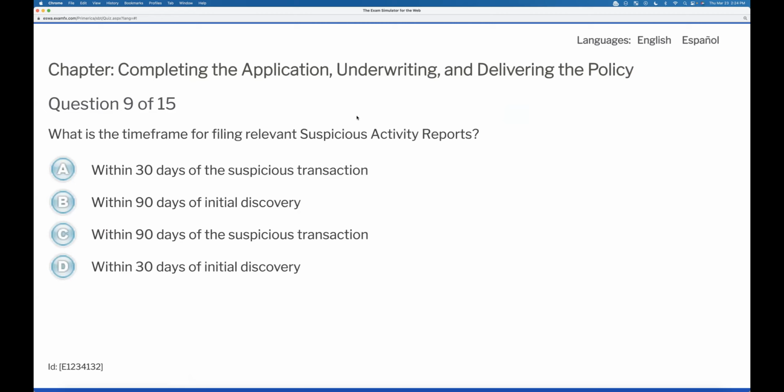What is the time frame for filing relevant suspicious activity reports? What is the time frame? These types of questions always get me. I don't know. Your guess is as good as mine, students. I always get confused too.